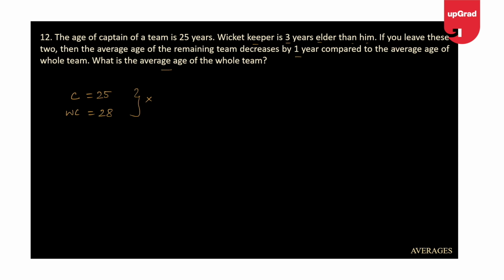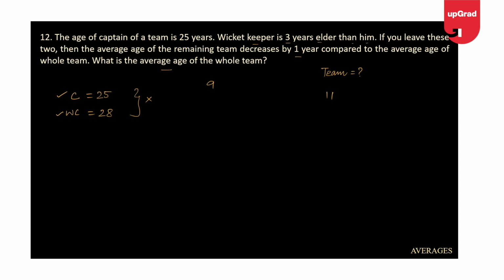What is the average age of the whole team? Now, where people get confused here is they always ask how many people are there in the team. It's not given. But please understand this logic, my dear friend. In a cricket team, the number of players is 11. So there are 11 players, out of which one is a captain and another one is a wicket keeper. So if we leave two of them, how many players are left?